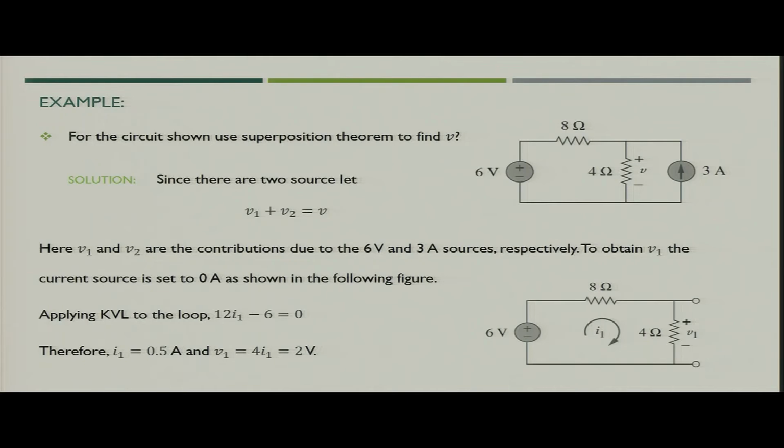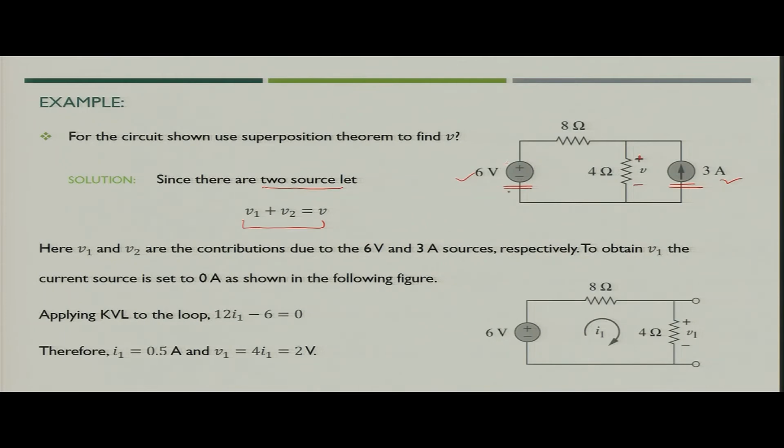Now, let us take one example so that you can understand the superposition theorem more clearly. If you see this particular circuit, you have two sources, one is a voltage source, another is a current source. Now, you need to find the voltage across the 4 ohm resistor. So, you are dividing the circuit into two parts, taking one source at a time. First you will take the voltage source and second the current source and analyze the circuit.